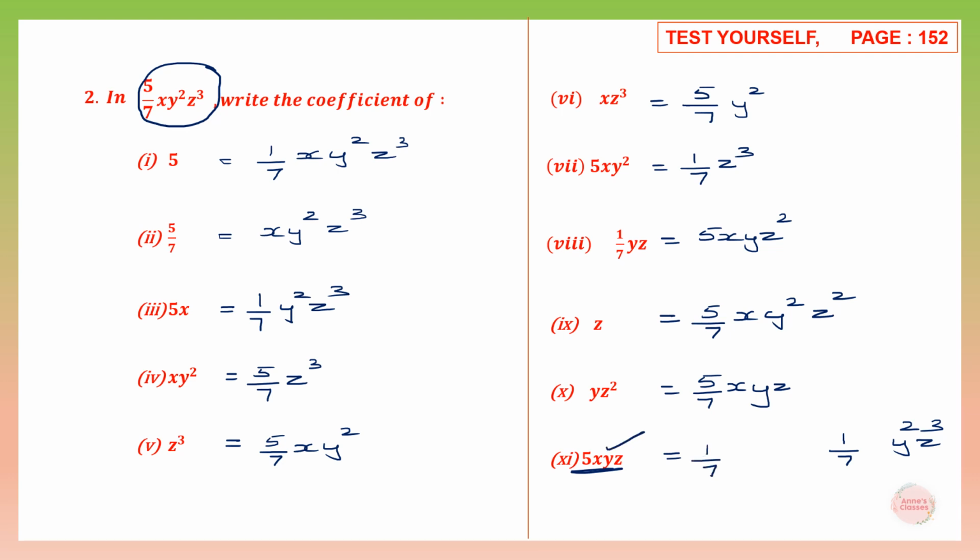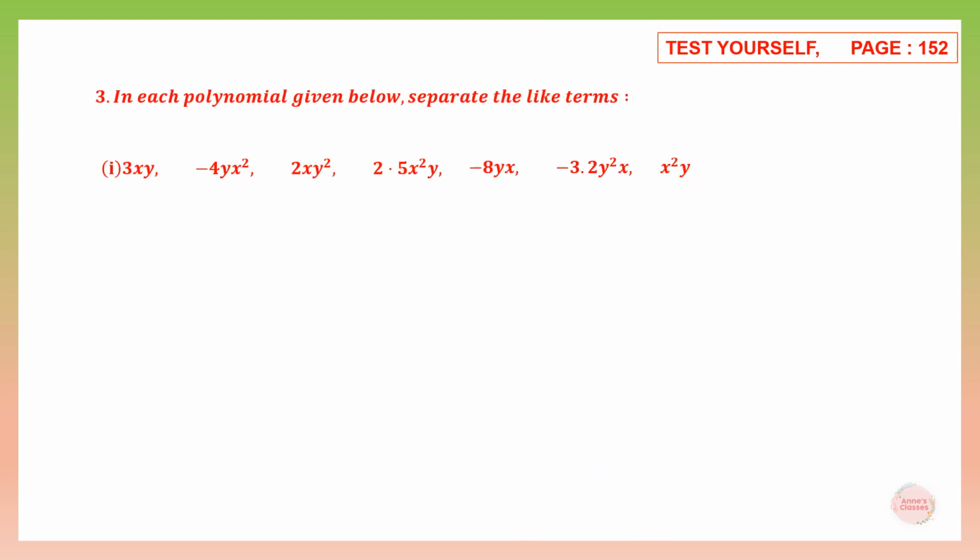Now we have to remove one y. Here we have two y's, so 2 minus 1 is 1. That is 1. Remove one z. Here we have 3z, so 3 minus 1 is 2. So z square. So the final answer is 1 by 7 yz square. So this is how we write the coefficient. Take away what is asked in the question and write the rest of it.